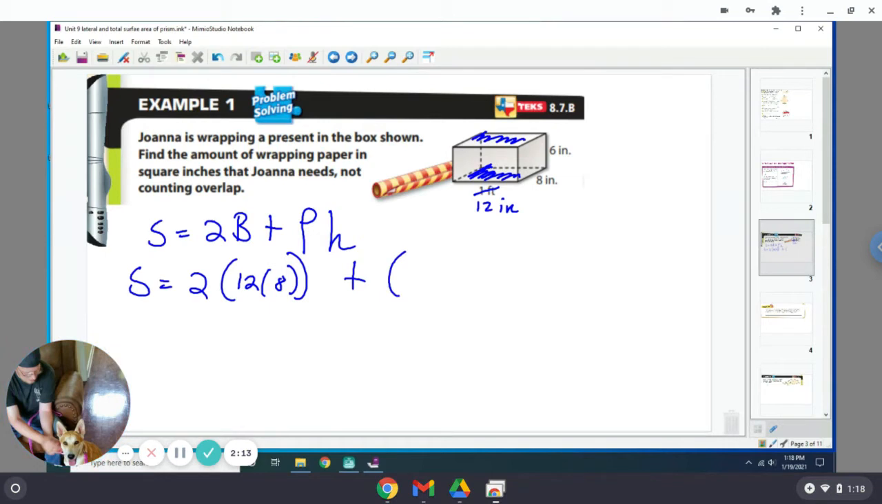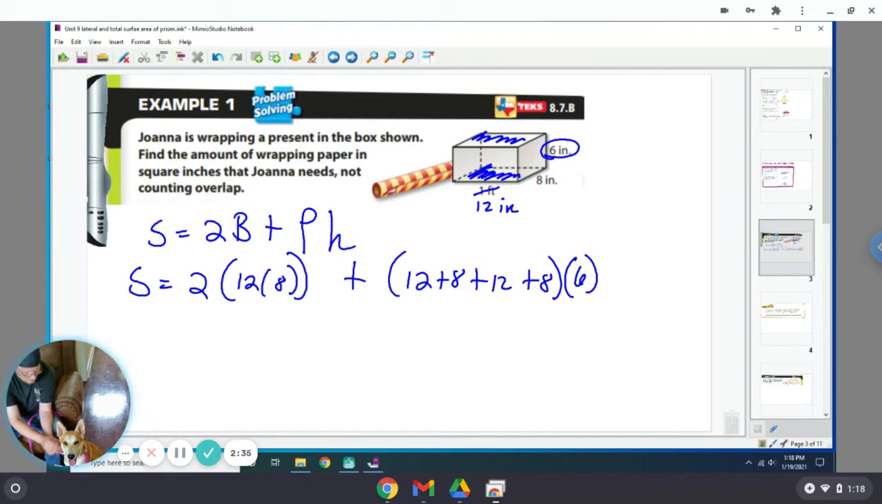So the perimeter of the base, remember how do you find perimeter? Is just add up the four sides. So there would be a 12 plus 8 plus 12 plus another 8, times the height of the figure, which is 6. 6 is what makes it 3D. So that's the figure.